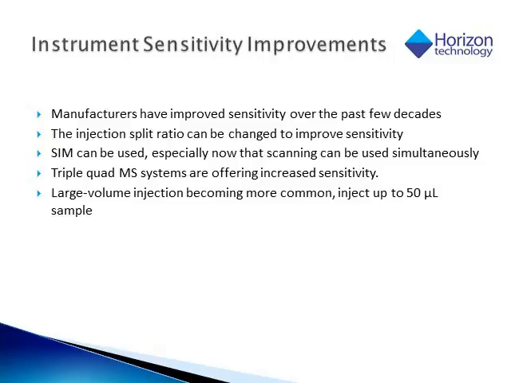Manufacturers have improved sensitivity over the past few decades. The injection split ratio can be changed to improve sensitivity. SIM, selective ion monitoring, can be used, especially now that scanning can be used simultaneously with SIM. Triple quad MS systems are now offering increased sensitivity, and large volume injection is becoming more common for the older systems. Injection volumes of up to 50 microliters are now possible.